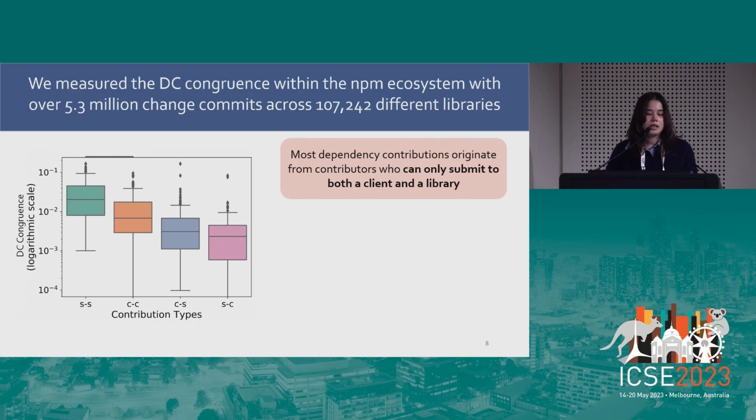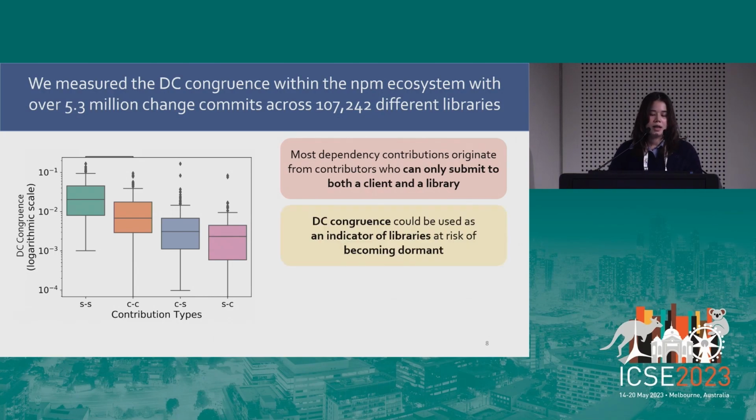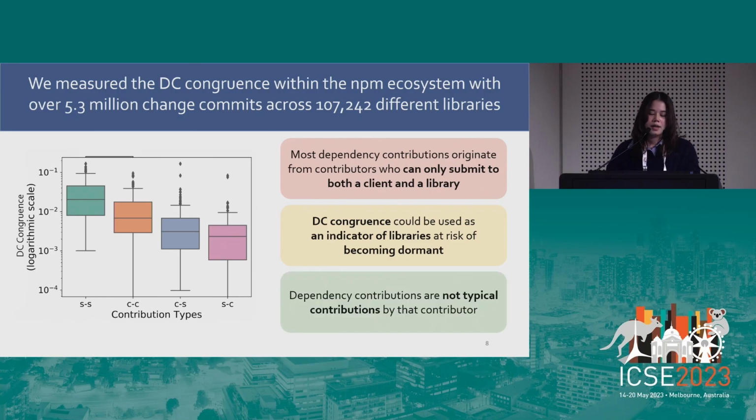And we measure the DC congruent within the NPM ecosystem with the issues, pull requests, and commits of 100,000 different libraries. As you can see, most dependency contributions originate from a contributor who can only submit to both a client and a library. And we also find that DC congruent could be used as an indicator of libraries at risk of becoming dormant. And dependency contributions are not typical contributions by those contributors.